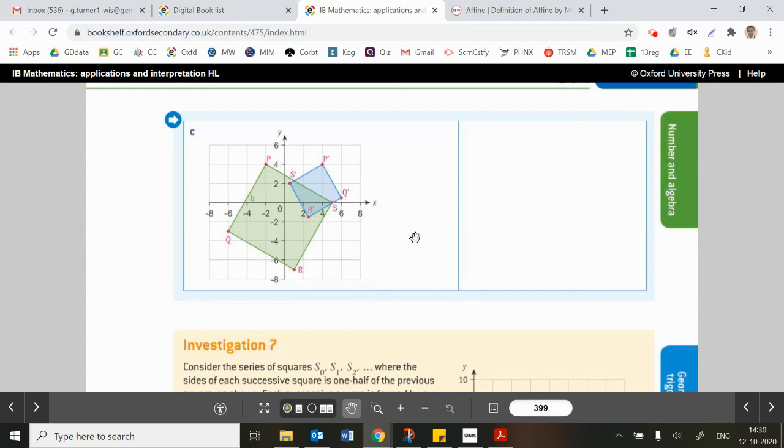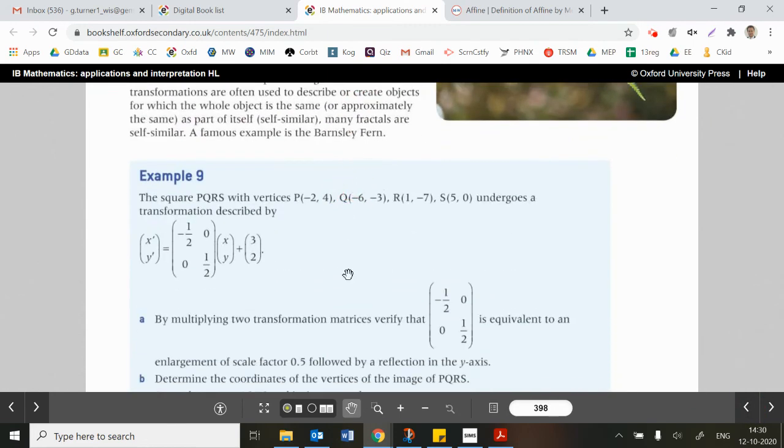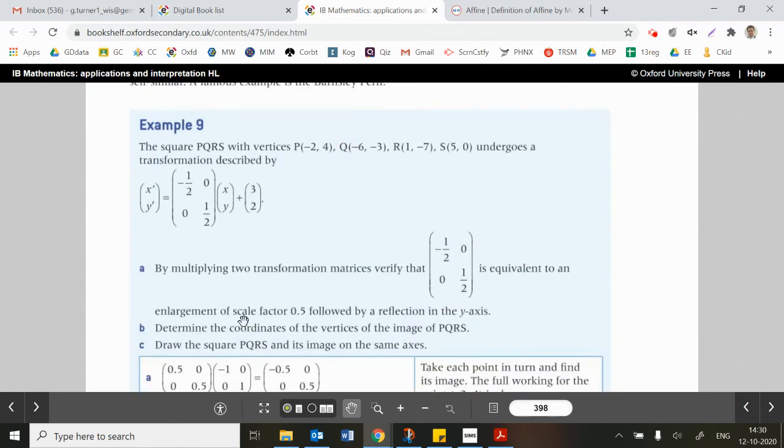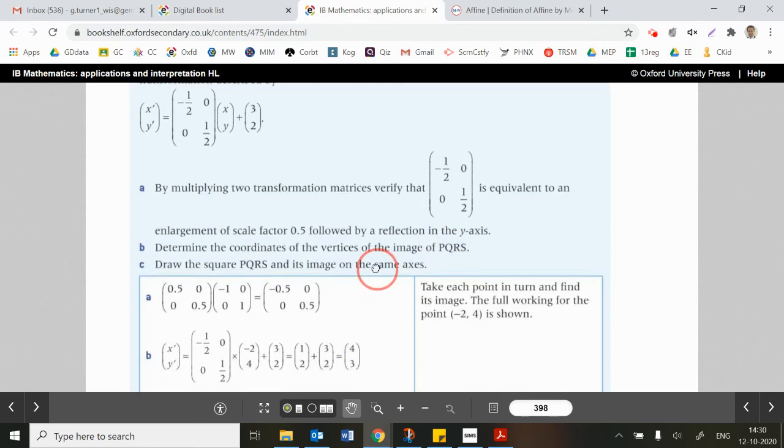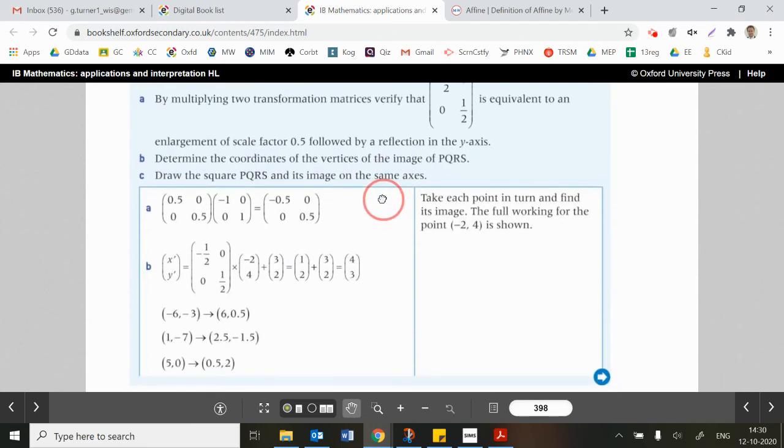And is that correct? What was it again? Let's just have a look. It was an enlargement followed by a reflection.